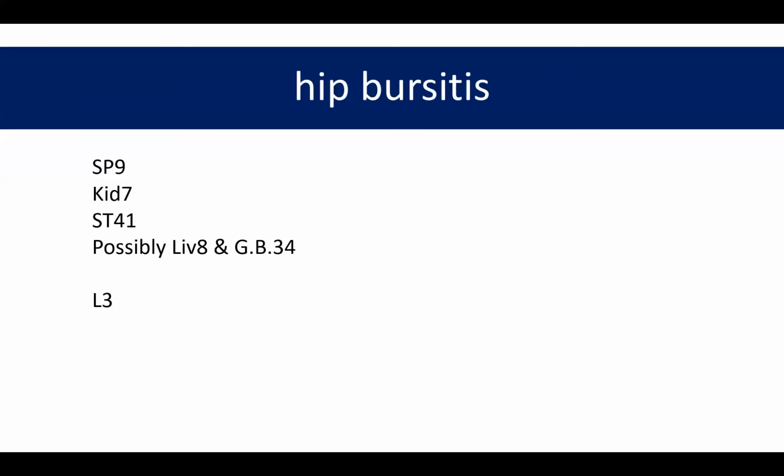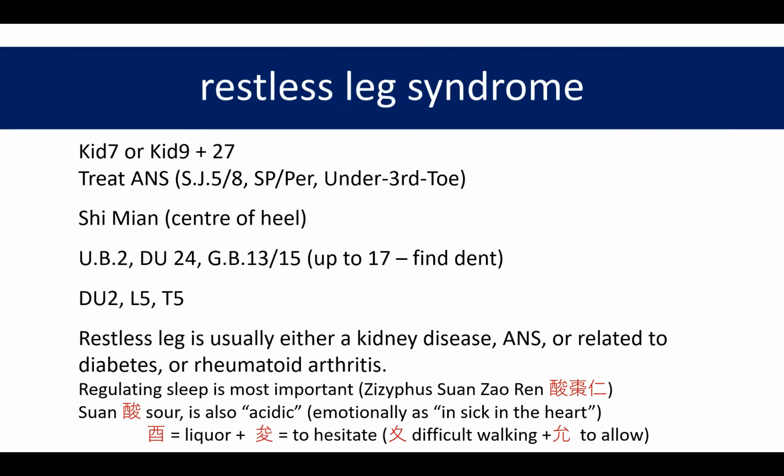Hip bursitis. Spleen 9 is your best point for hip. Needled upwards, flat to the skin upwards. Kidney 7, stomach 41, possibly liver 8 and gallbladder 34. There's a possibility those will work. And L3 might work on the back. Okay. Restless leg syndrome. Okay.